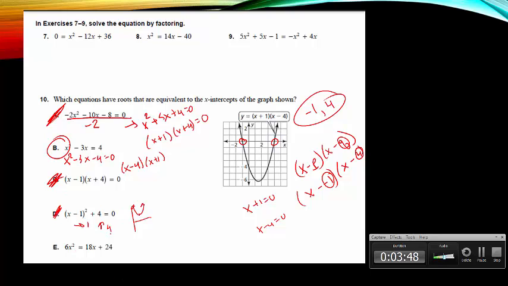And then letter E, obviously I want this side to be 0, so I'm going to subtract those over real quick. And if I was you, I would notice something about 6, 18, and 24. So if you can pick up on patterns, that makes you really successful. So we can divide everything in this equation by 6. So we get x squared, negative 3x, negative 4. And if you look, that is the same thing as letter B. So of course E is going to work because it's basically letter B again.